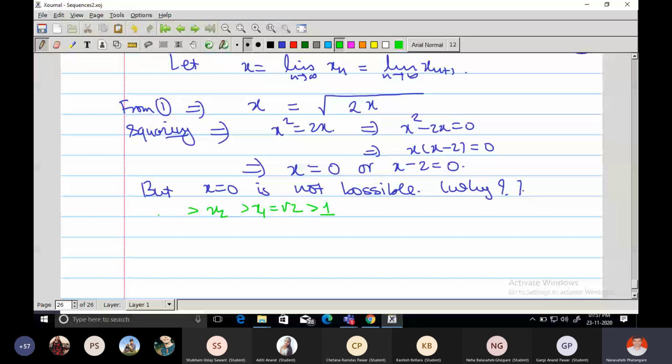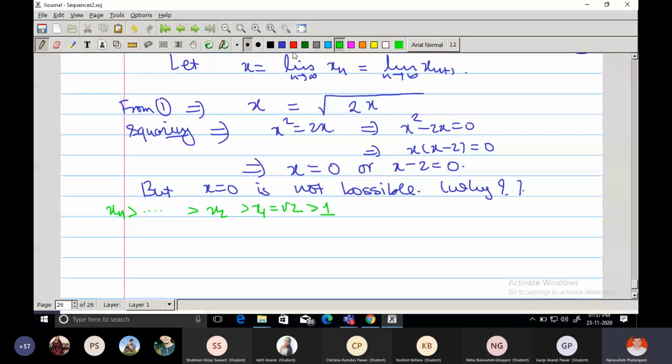Why is x equal to 0 not possible? Because it is an increasing sequence. All terms are greater than 1 and the terms are increasing. So the limit is greater than 1. The limit cannot go below 1 because the tendency is increasing and all terms are greater than 1. Right? So the limit cannot be 0. That you should understand. Is it clear? Any doubt in this? No, sir.